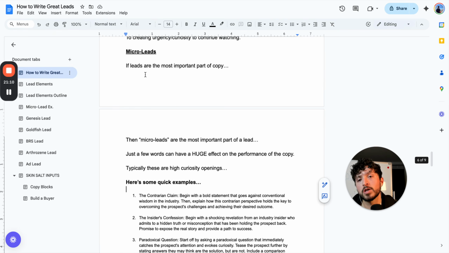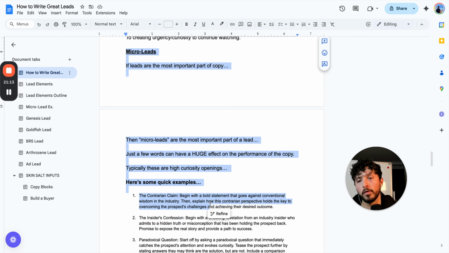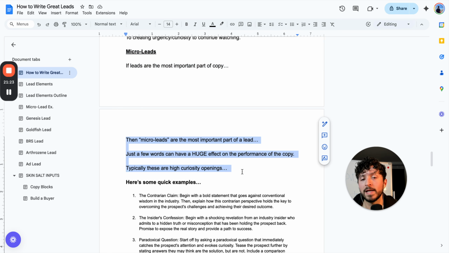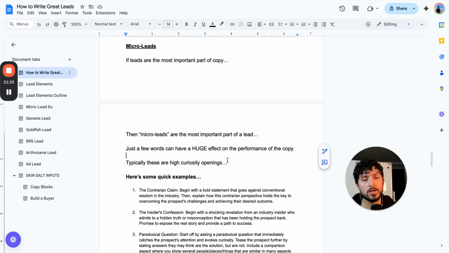All right, good. So let's talk about micro leads real quick. So micro leads, again, are the hooks that you put on top, typically anywhere from 50 to 200 words. And if leads are the most important part of copy, then micro leads are the most important part of a lead, okay? Just a short amount of copy.